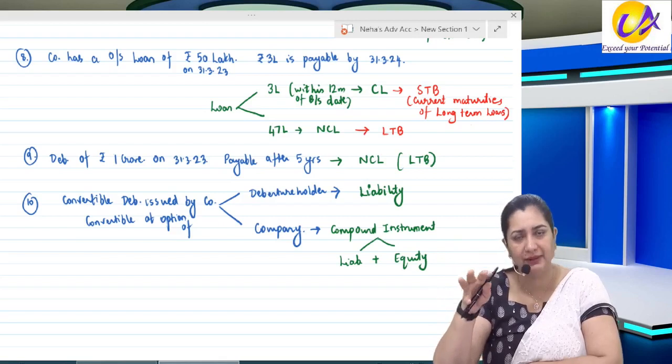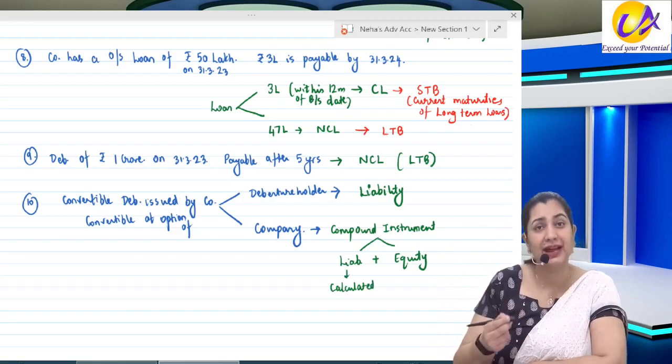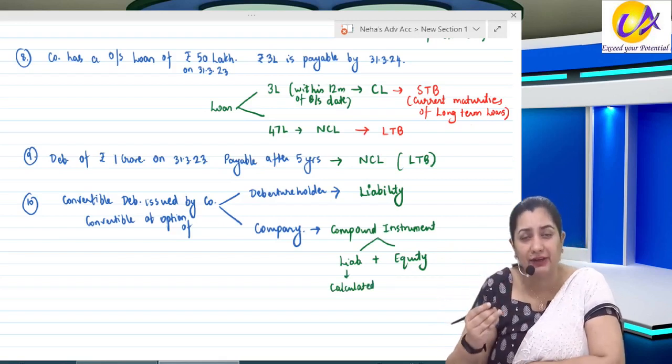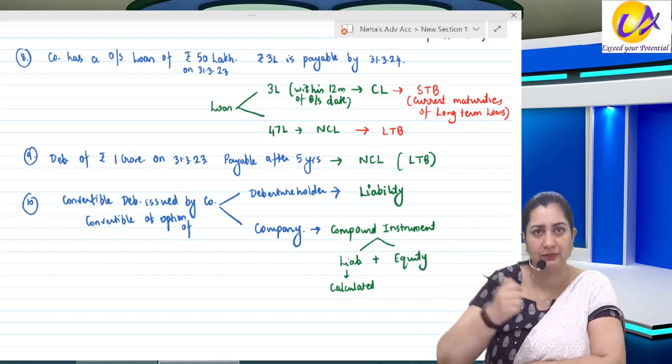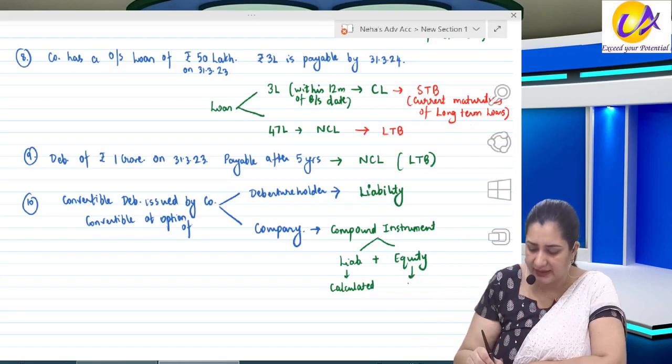That amount you show as liability. So this will be calculated: how much is the amount payable? This will be calculated by calculating present value. It's a long procedure, but just to understand, it will be calculated and equity will be the balancing amount, the balancing figure.